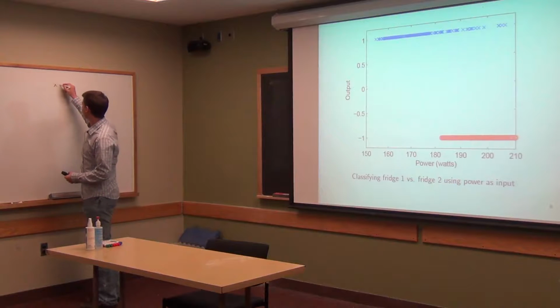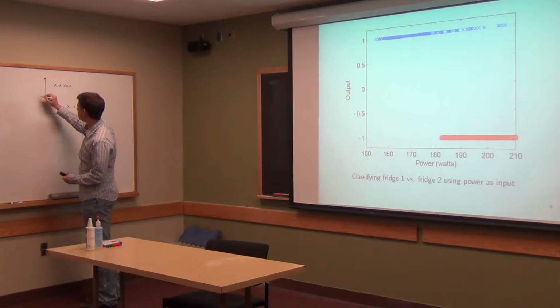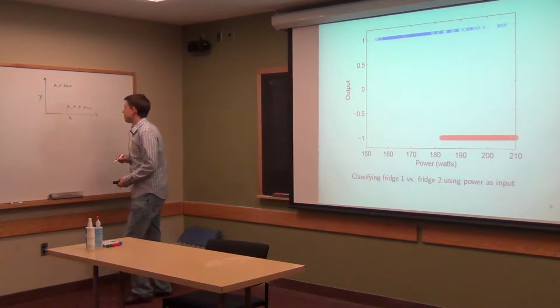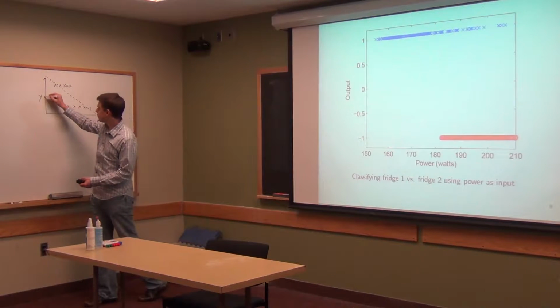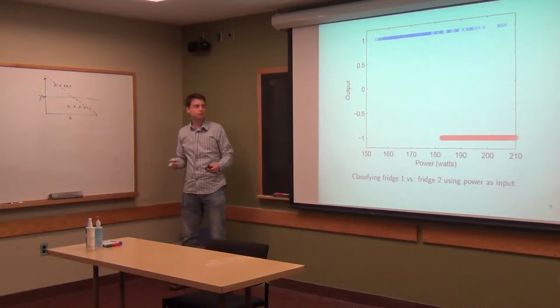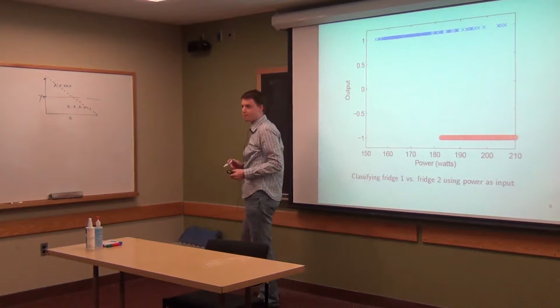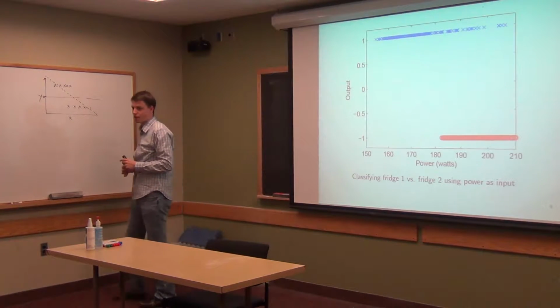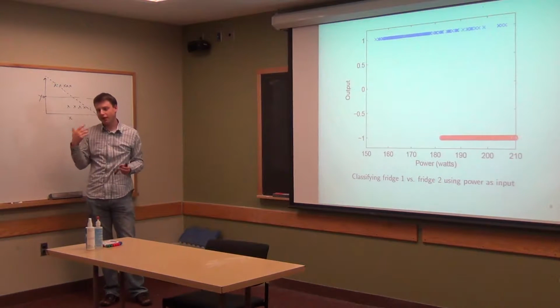Where you have a bunch of points here, a bunch of points there. This is our input, x. This is our output, y. Maybe a line like this would kind of work, and if it's bigger than 0, you just call it fridge 1. If it's less than 0, you call it fridge 2. I'm just talking about the points when it's over some threshold. That's how I kind of classify on power.